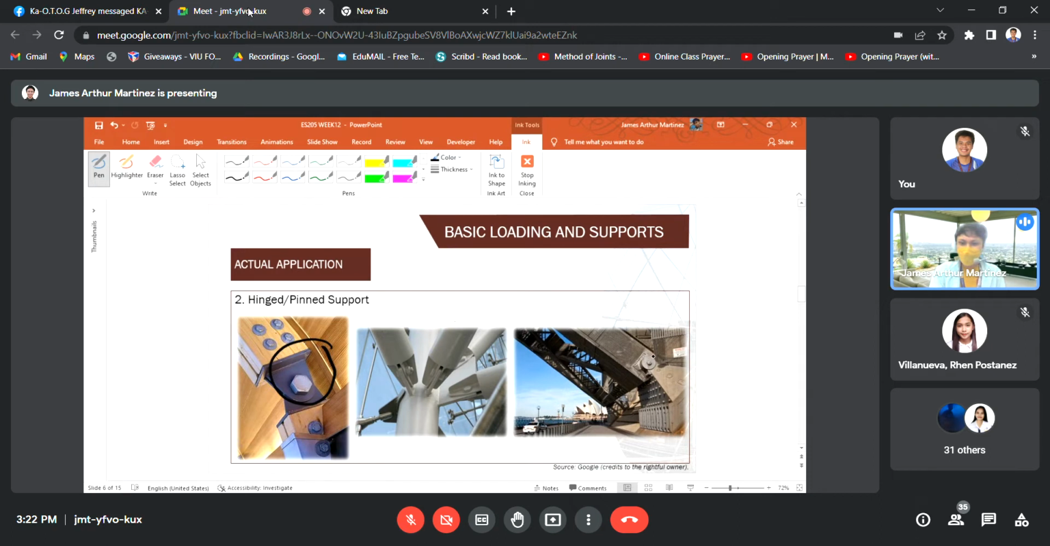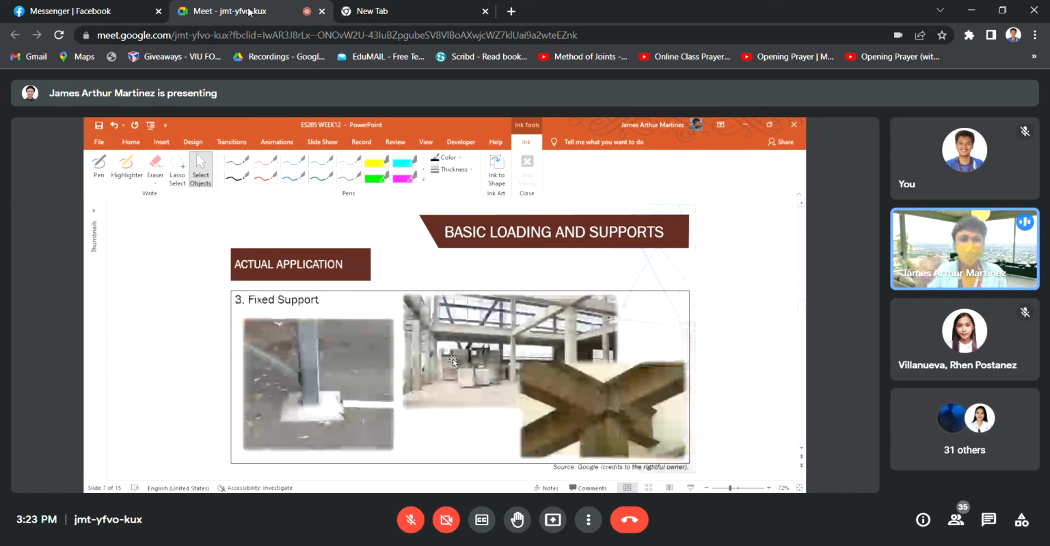So this last figure shows a hinge support, and it is inclined, right? So that is its application, class. So for fixed support, class, this is considered as the rigid type of support. Another example is the footing of your structure or a flagpole, which can be considered as fixed support.